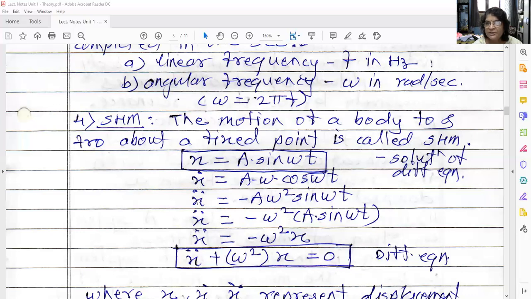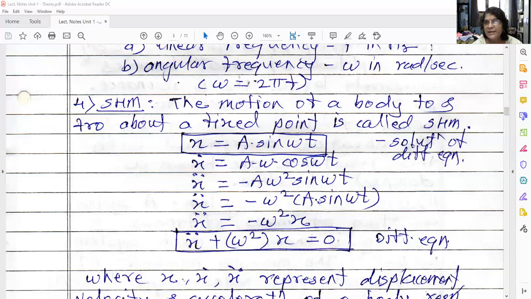Then further differentiation will give you acceleration. So x double dot is d2x by dt square. So x double dot is equal to minus A omega square sin omega t, since the differentiation of cos omega t is minus sin omega t into omega. Now this A sin omega t is nothing but x. So how will you write this equation? x double dot is equal to minus omega square into x. Take this term on the LHS. So x double dot plus omega square x is equal to 0.